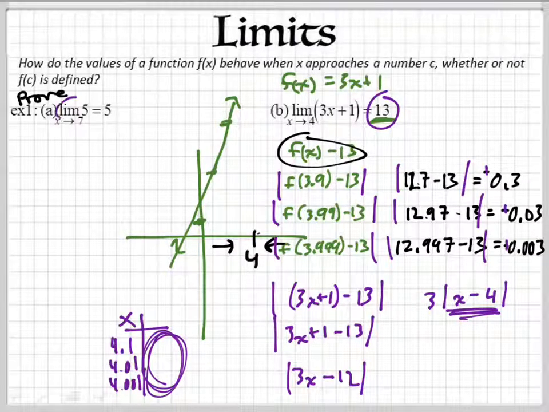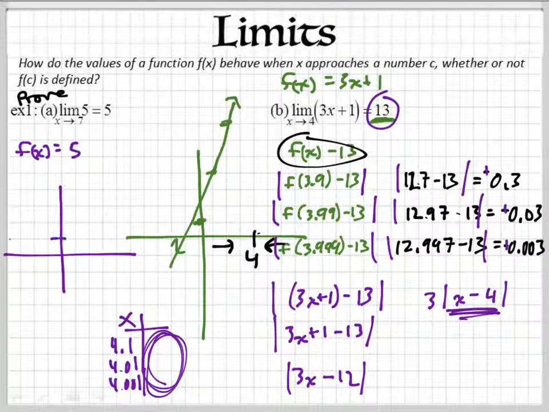Okay, the limit of 5 as x approaches 7. Now 5 is the function. If you just had f of x equals 5, do you know what that graph would look like? A horizontal line. Yeah, it's a horizontal line. And so if I draw my graph right here, I could go 1, 2, 3, 4, 5, and I would draw a horizontal line right there. That's the graph of that right there.